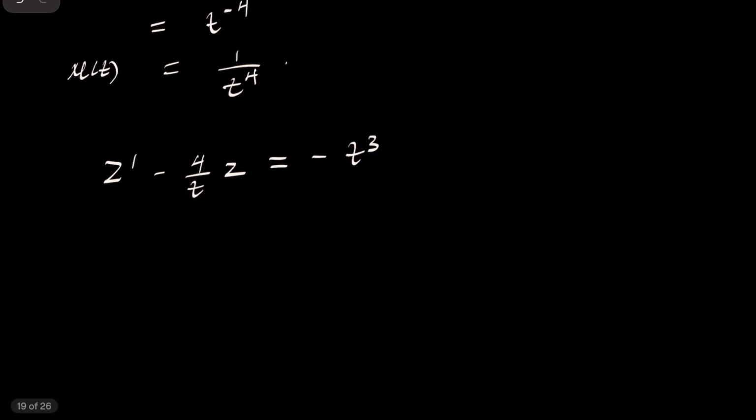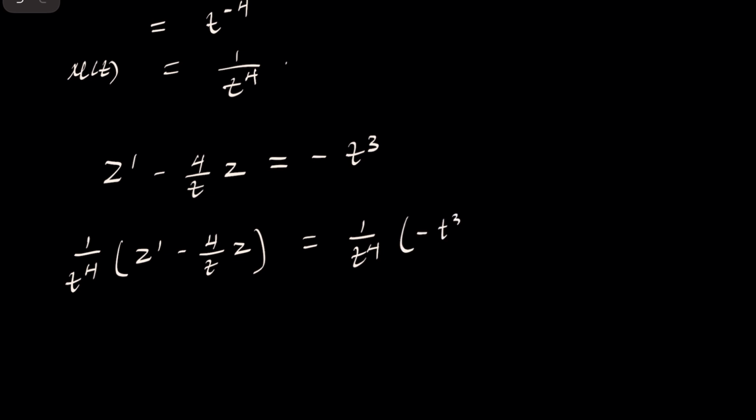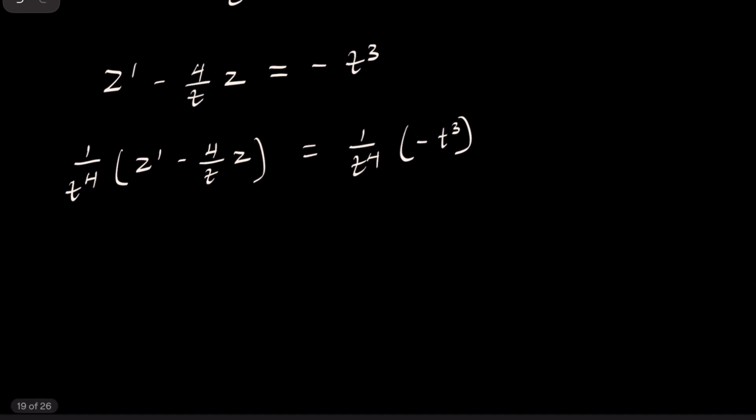With our next step, we multiply through the differential equation by the integrating factor. So you're going to have 1 on t exponent 4 z prime minus 4 on t z is equal to 1 on t exponent 4 times minus t cubed. So the left hand side will always be equal to the integrating factor, which is 1 on t to the 4, times the dependent variable, which is z, then we differentiate that with respect to t. Now the right hand side will be simplified to minus 1 on t.